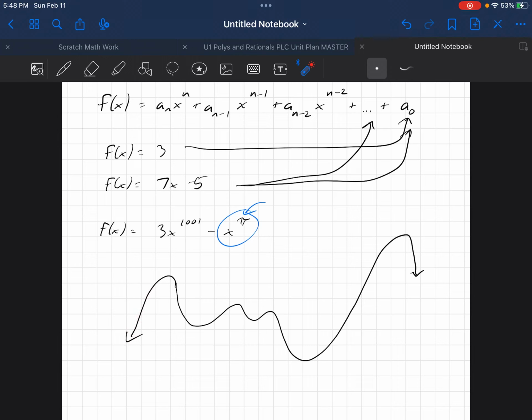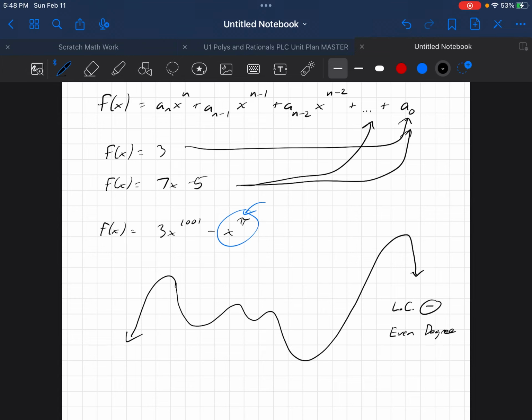From the end behavior, hopefully you remember, this thing goes to negative infinity to the left and negative infinity to the right. So it's an even degree, but the leading coefficient is negative, because that's the only way we could have a graph going to negative infinity on both sides. So the leading coefficient is negative, and this is even degree.